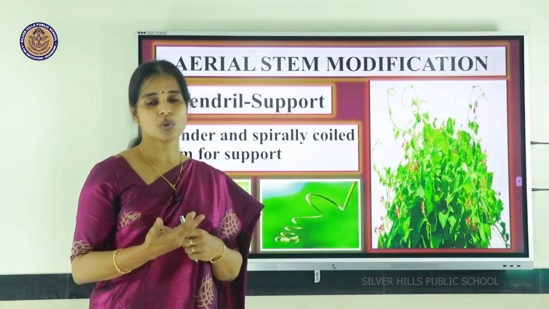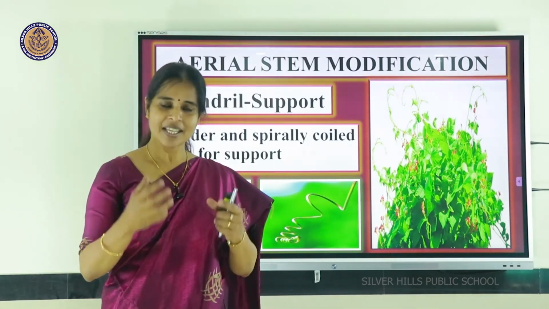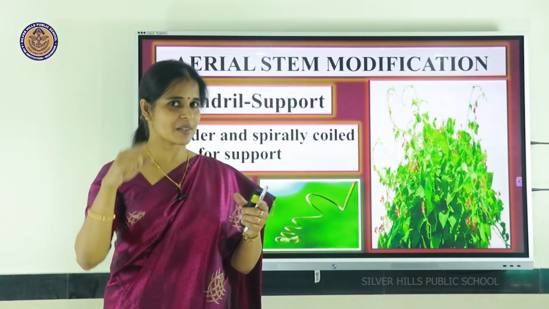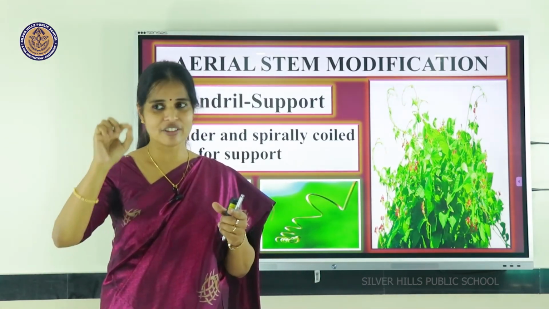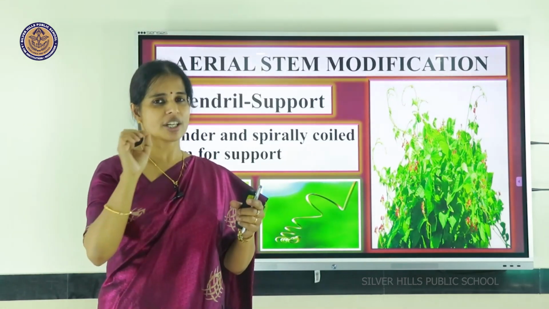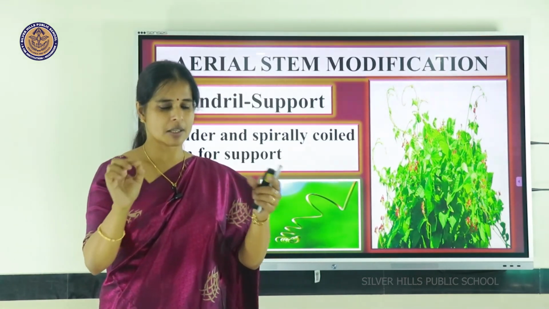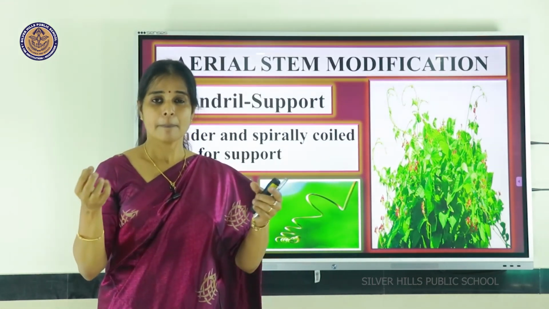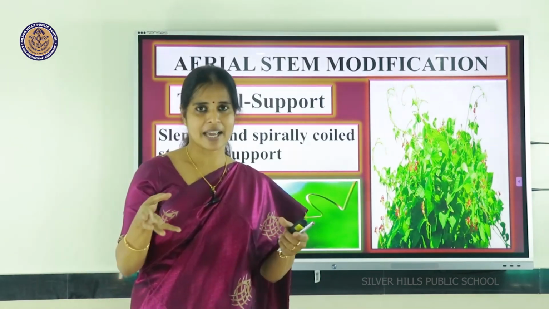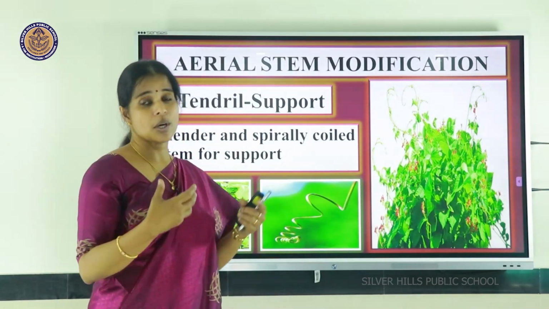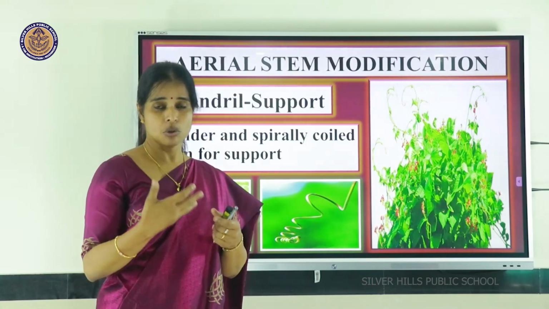Those who are having bitter gourd at home, please have a look at its plant. It must be having a spirally spring coil which gets attached to, or clings on to, the nearby plants or the pandals that we put for these plants to grow. Another one is watermelon, cucurbita.